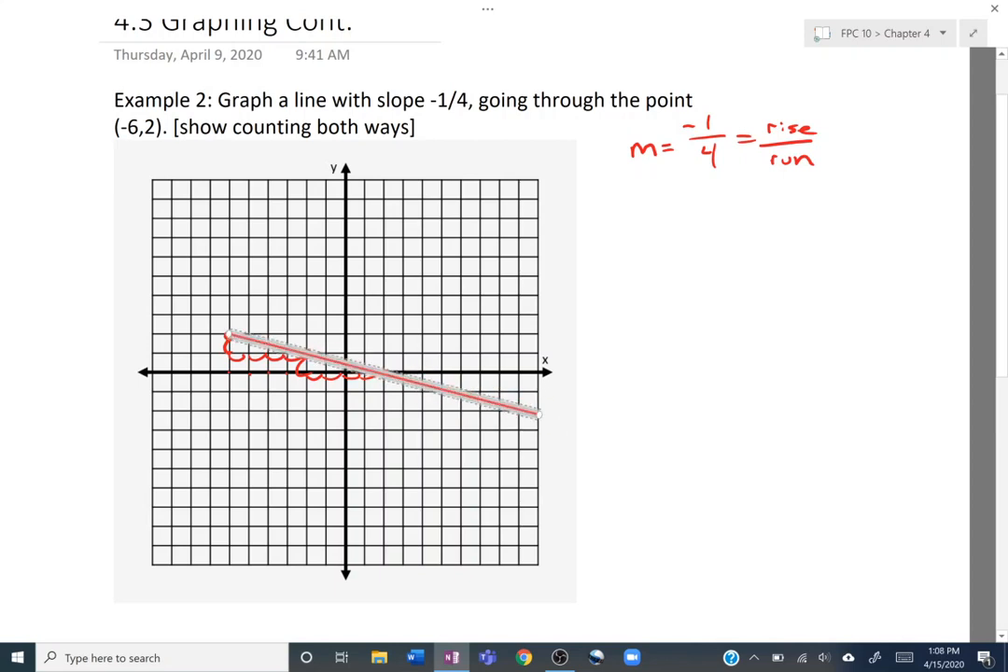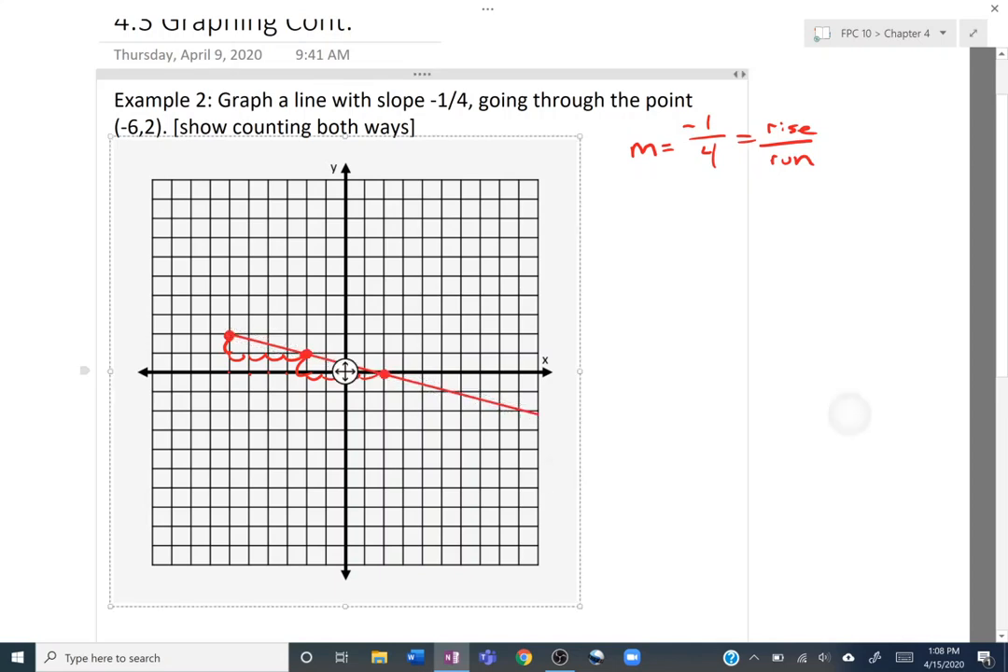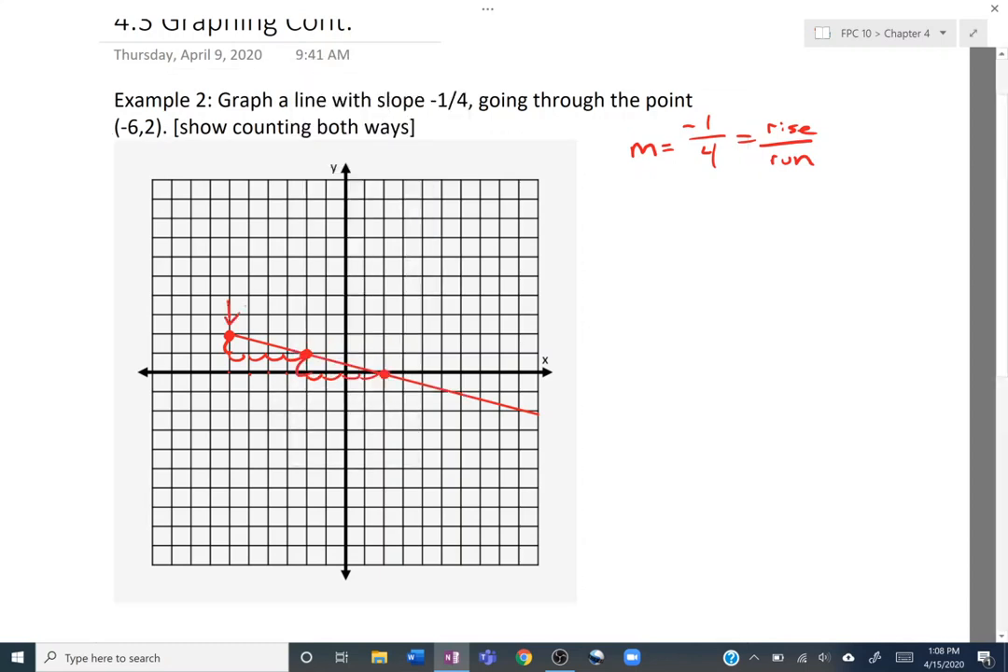My ruler's fighting back a little bit. There we go. And there is our slope, our line through the point -6, 2. That was our original point. And then our slope of -1/4.